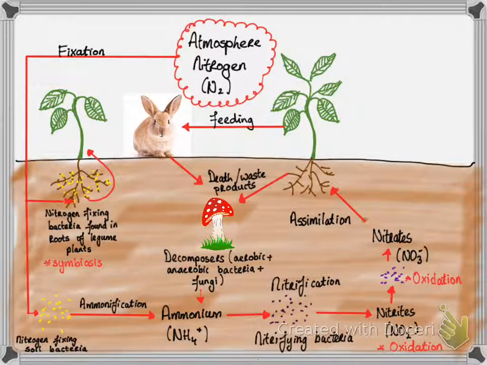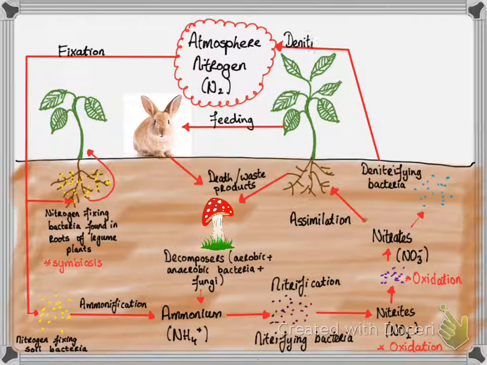So we have now nitrogen compounds converted and stored in a cycle. However, if there's additional nitrogen in the ground, these nitrates can be converted back into atmospheric nitrogen by denitrifying bacteria. So they convert the nitrates back into N2. And this process is called denitrification.